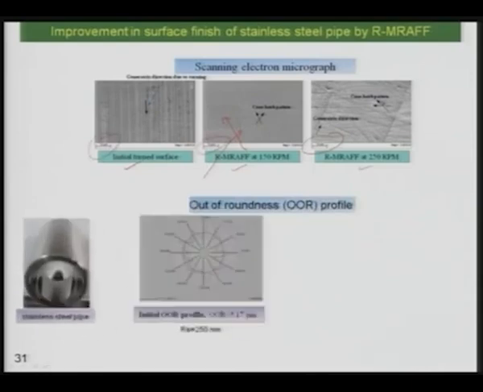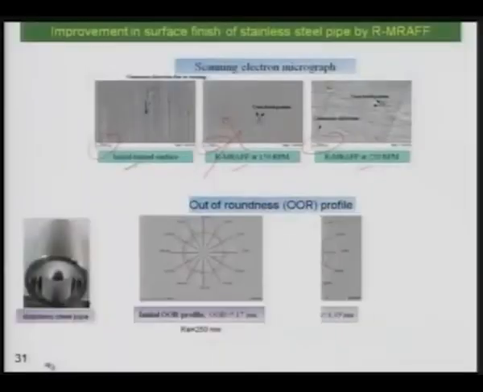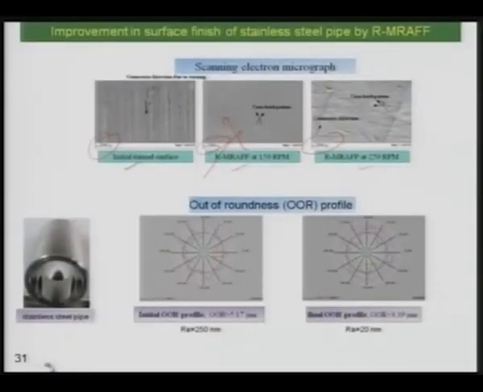Now, out of roundness: it is not only the finishing that you obtained, the out of roundness of the cylindrical workpieces is also very important. So what we did, we took the out of roundness measure of the initial workpiece before finishing and then after finishing, and you can see clearly initially out of roundness was 5.17 micrometer, and after finishing it becomes 3.39 micrometer, and it was obtained at optimum finishing condition.